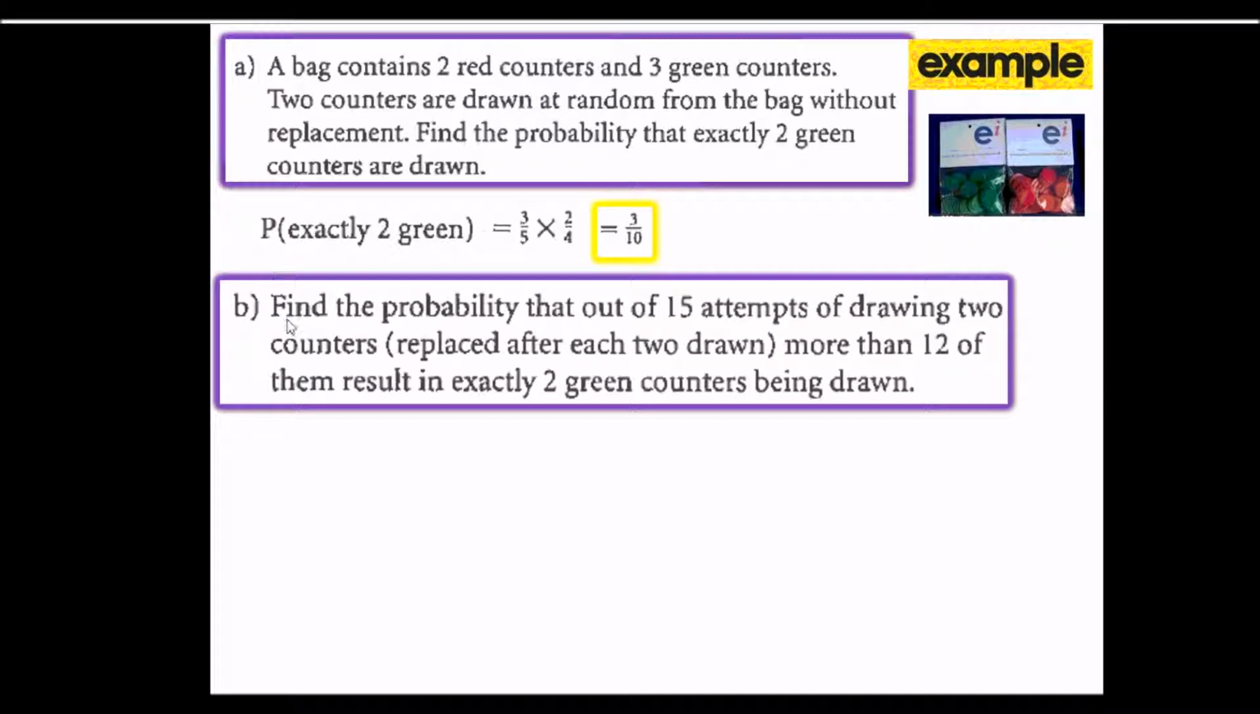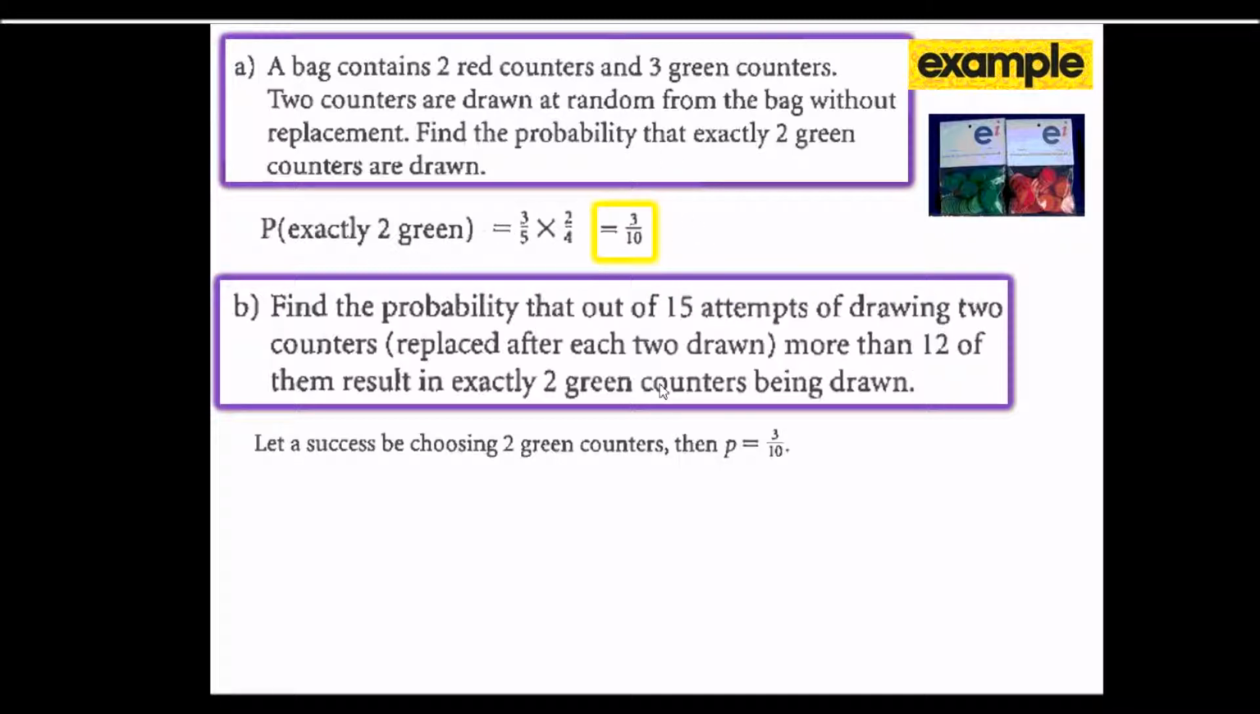So that's easy. Part b: find the probability that out of 15 attempts of drawing 2 counters, replaced after each 2 drawn, more than 12 of them result in exactly 2 green counters being drawn. Try to define it in binomial terms. Let's define a success as choosing 2 green counters. Then the probability of success is 3/10, because we've already worked that out. In one experiment, the probability of there being 2 green is 3/10.